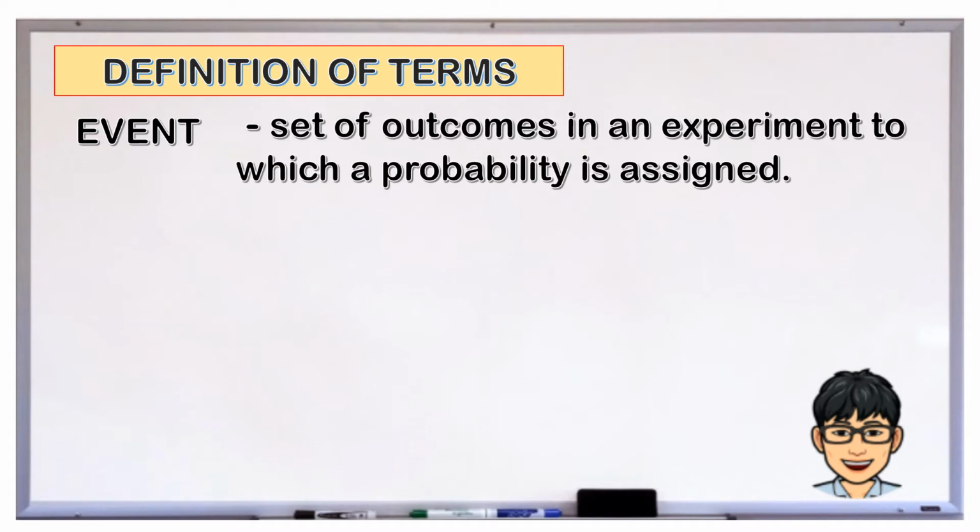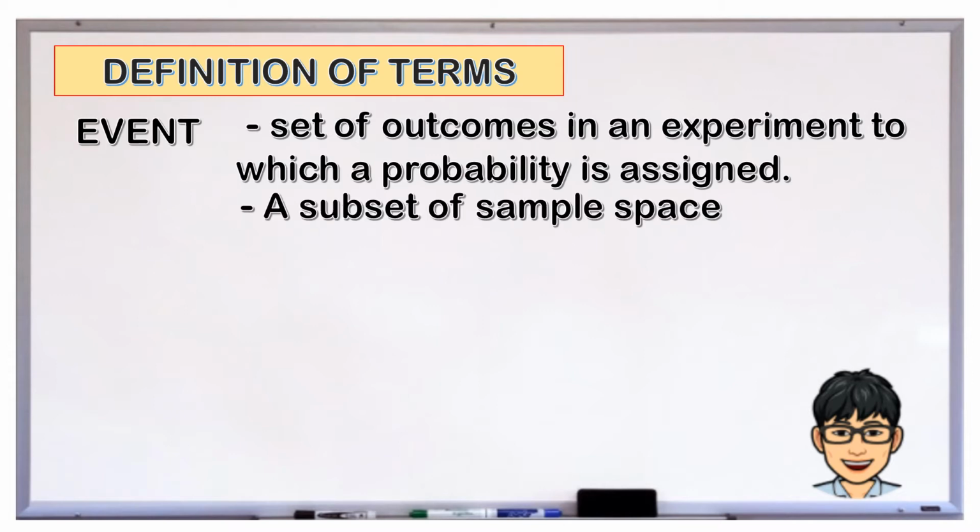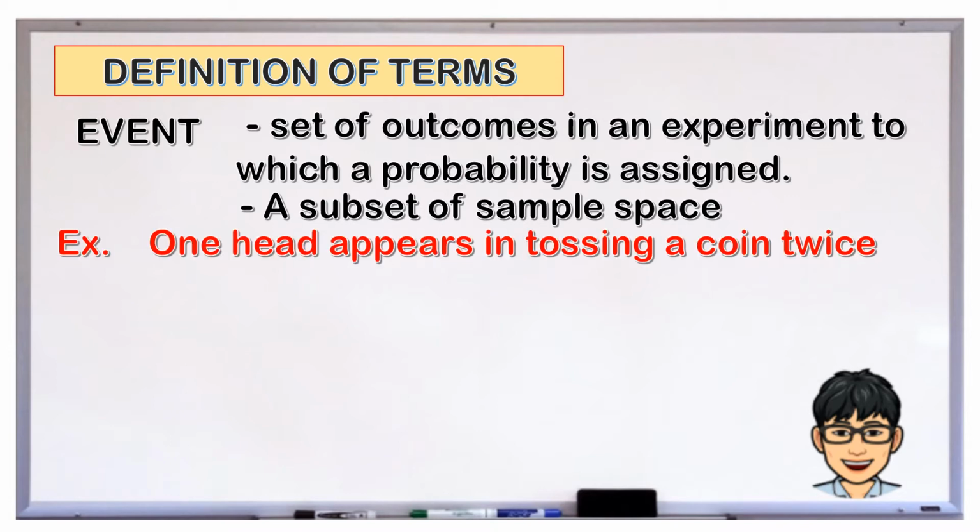Next, event. It is a set of outcomes in an experiment to which a probability is assigned. It is also defined as a subset of sample space. Ibig sabihin, ang outcome dito ng isang experiment ay magagamit natin para malaman natin ang probability ng isang situation. Ang mga elements ng isang event ay manggagaling sa mga elements ng isang sample space kung saan isinagawa ang isang experiment.